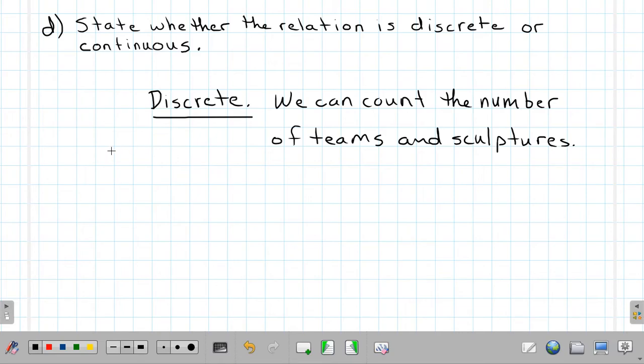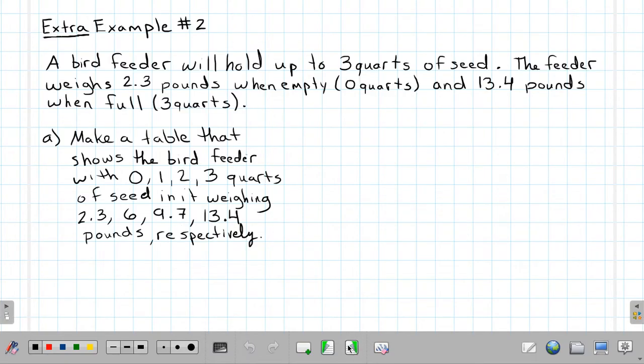Okay, now that was a long example, I know, but let's do another one. Okay, so this is an extra example. So an extra example number 2, I'm going to give you a similar situation, except we're going to see the difference between discrete and continuous, okay?